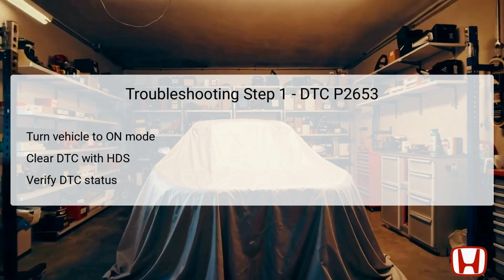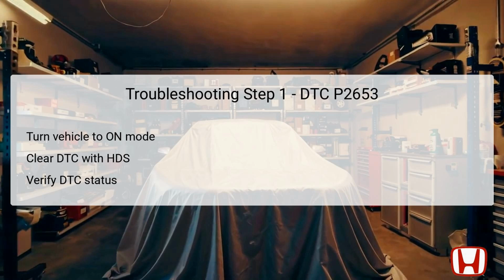The first step in troubleshooting DTC P2653 involves verifying the problem with the correct procedure. Begin by turning the vehicle to the on mode. This indicates that the electrical systems are powered, allowing you to engage the diagnostic tools. Next, utilize the Honda Diagnostic System, HDS, to clear the existing DTC. This process resets the system and enables you to observe if the DTC reoccurs when the vehicle is started.